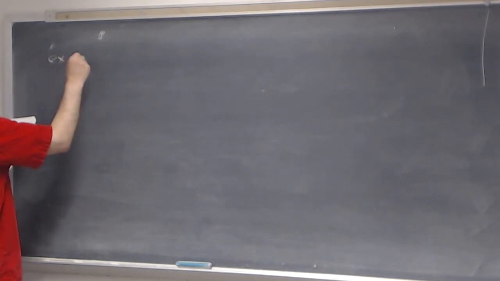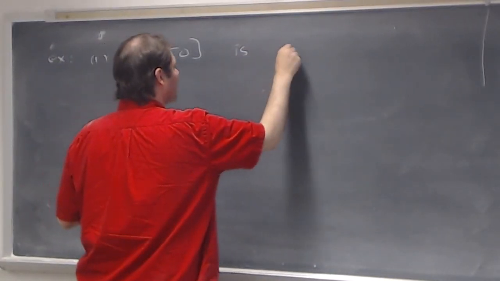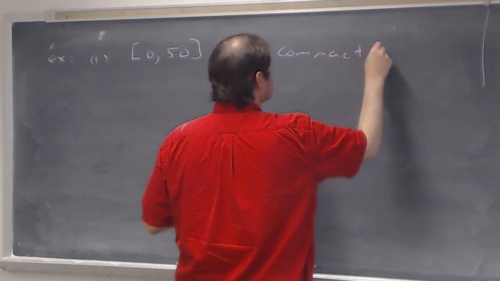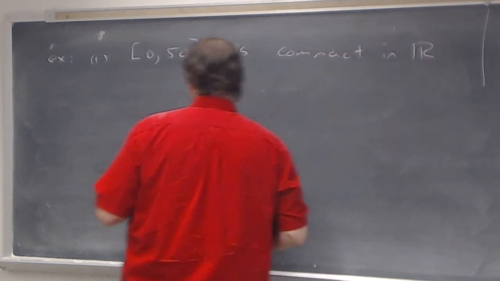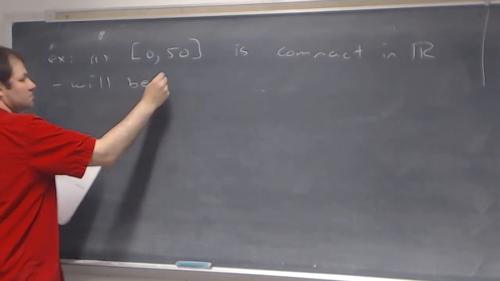So as examples, first one, I want just to tell you that 0 to 1, this closed interval, is compact in R with the usual measure. And this will be shown, be proven later.